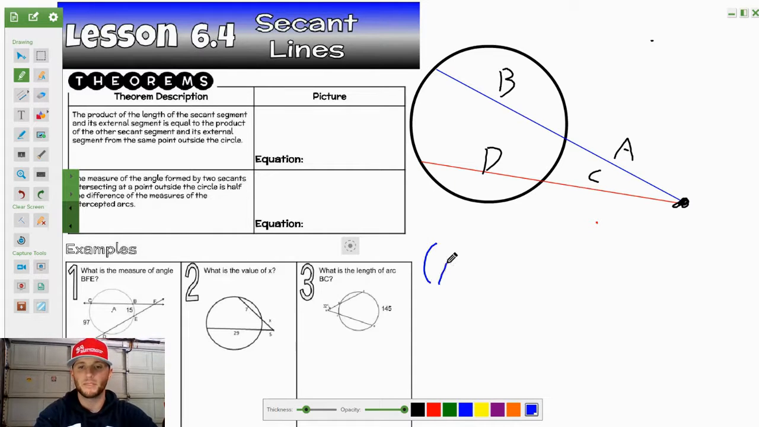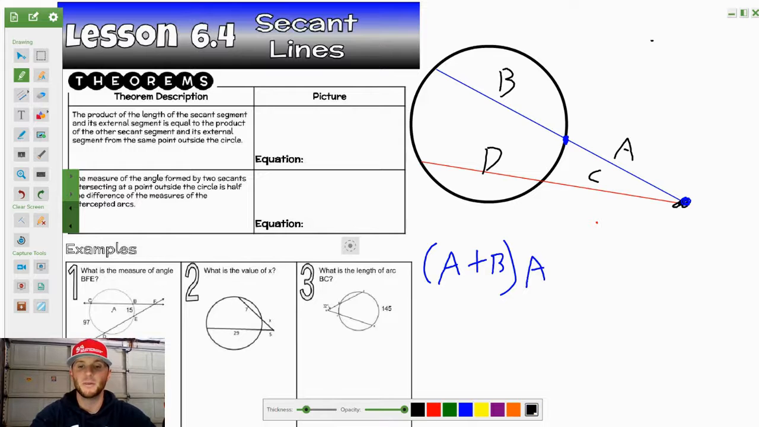So I'm going to take A, add B, and that entire segment, and I'm going to multiply it by the external segment, the one outside the circle. That means the segment from the point touching the circle to the point out here is going to be segment A. So I'm going to add the whole segment together, and then multiply by the segment outside the circle, okay?